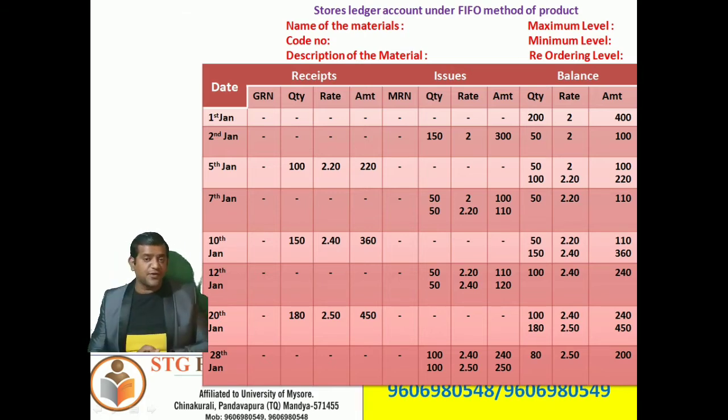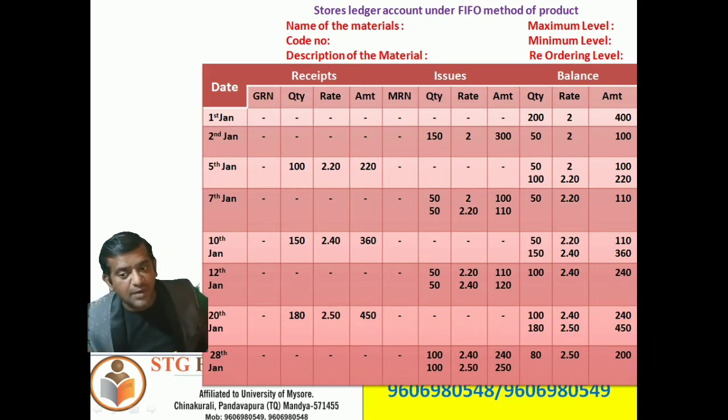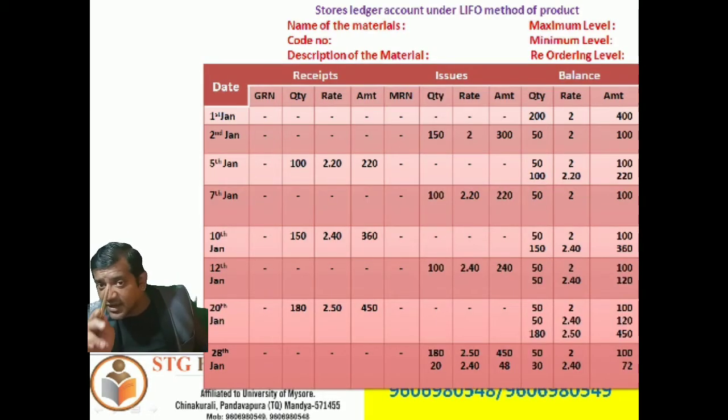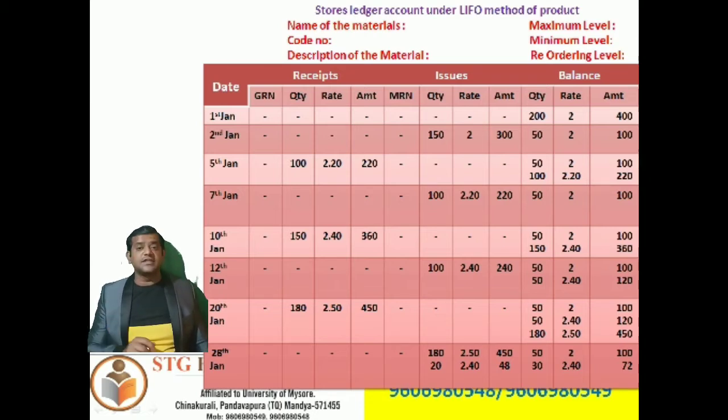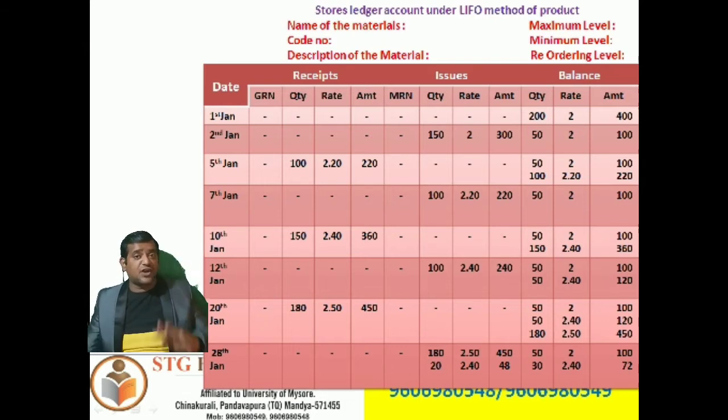With the given information, now it is time to prepare the stores ledger account under the LIFO method. Under the LIFO method, if I look at the stores ledger account, obviously you know that we are going to issue the goods from the bottom, unlike first in first out, which issues from the top. So under LIFO, last in first out, from the bottom. Clear? From the balance column, the bottom item will be taken first.